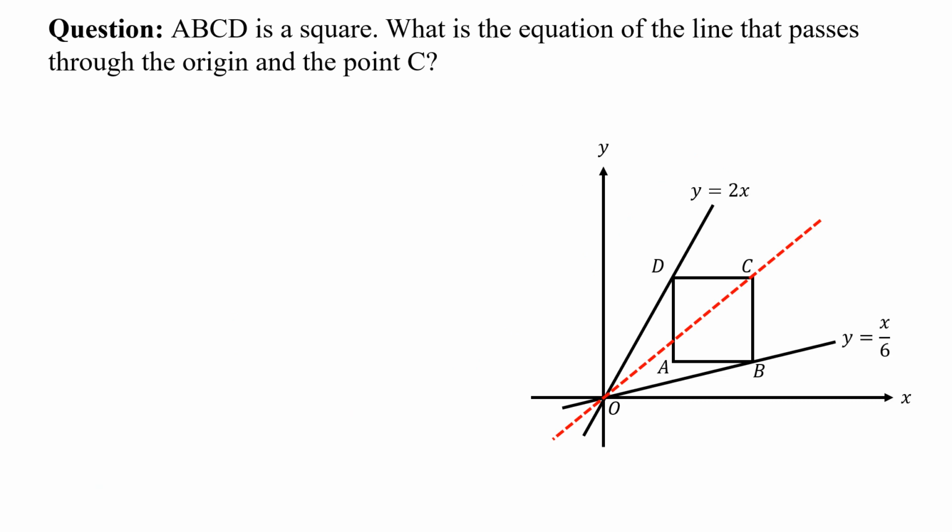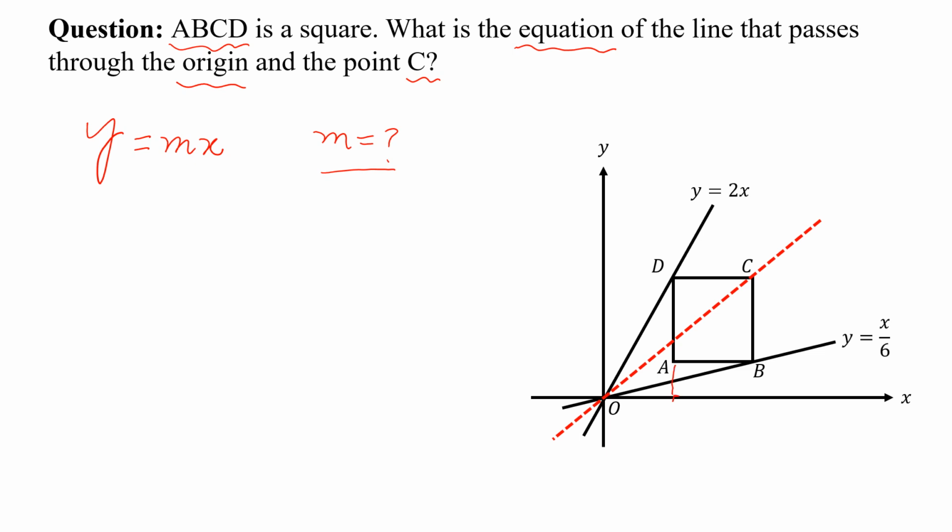The question is, if ABCD is a square, what is the equation of the line that passes through the origin and the point C? How can we solve this? We know that the equation of the line passing through the origin will be y = mx. So we just need to calculate the slope of the line OC. How can we solve this?